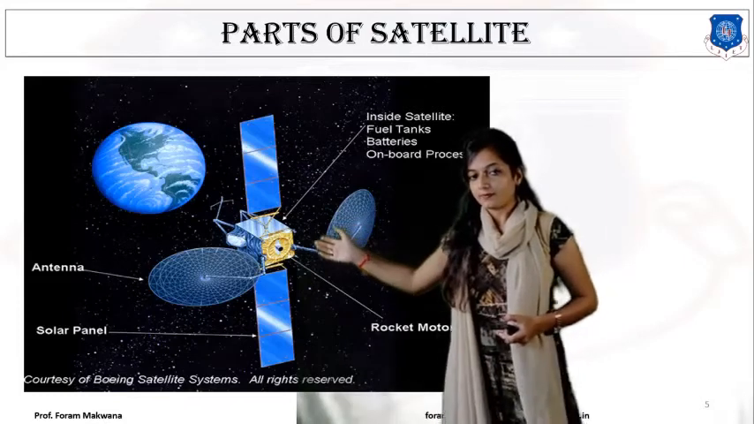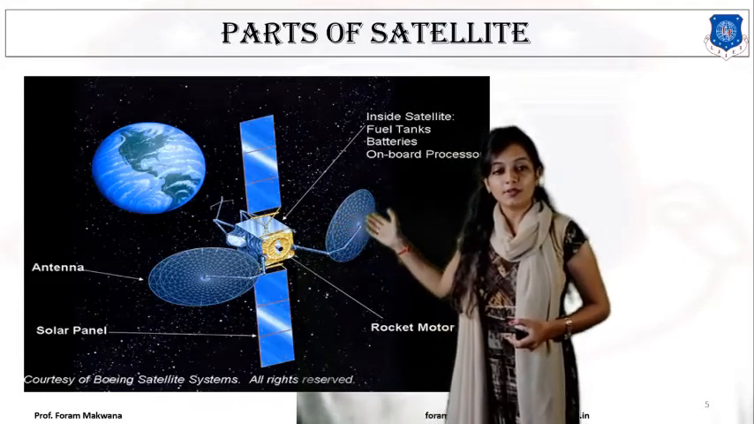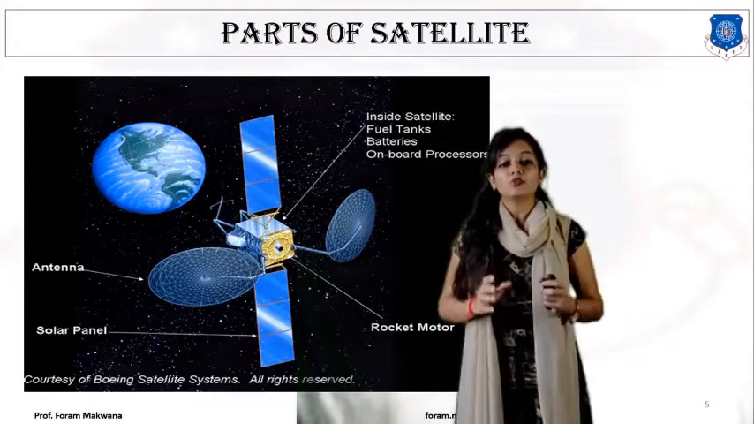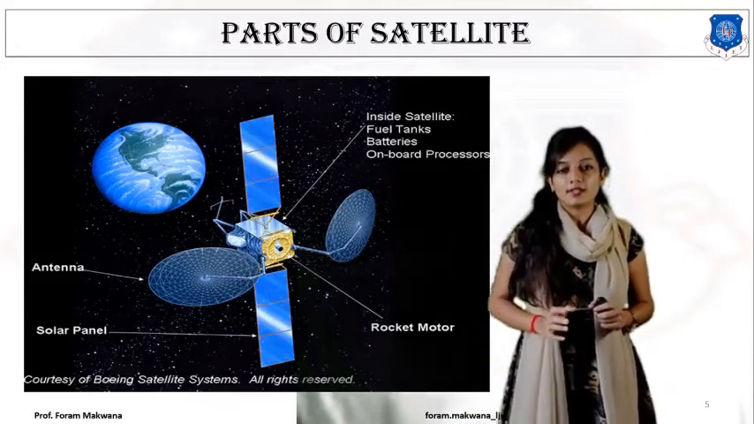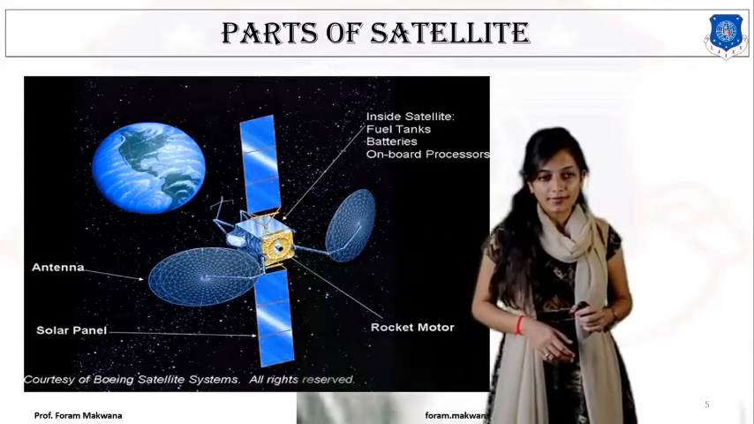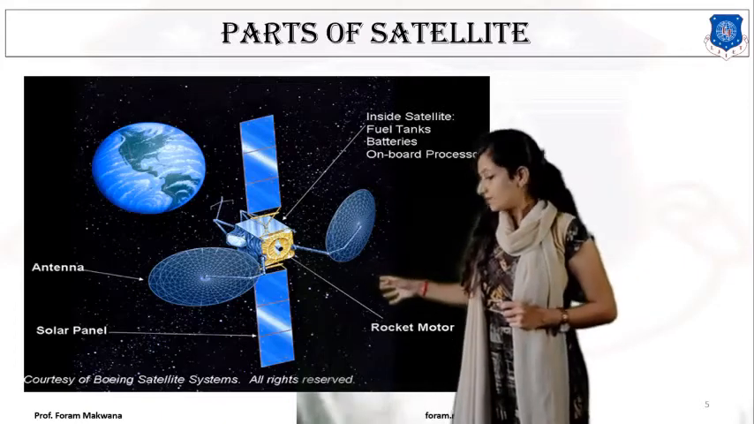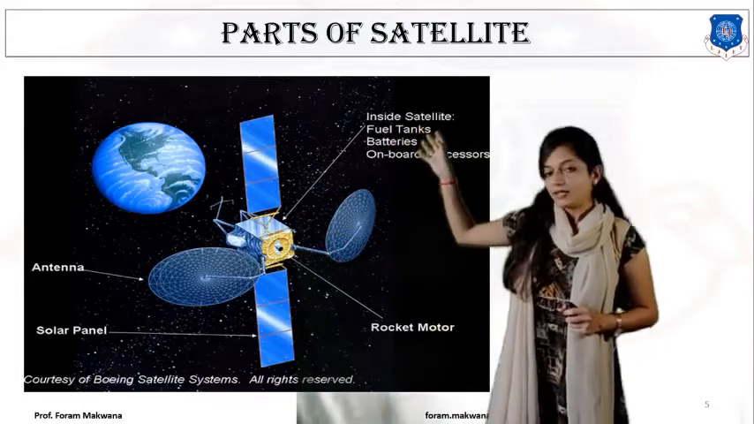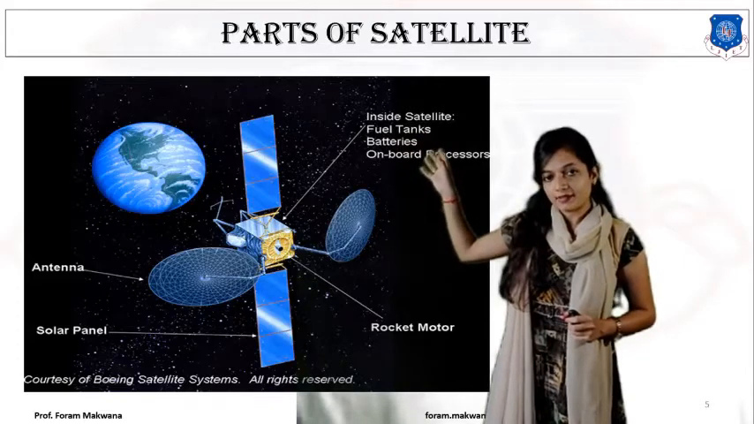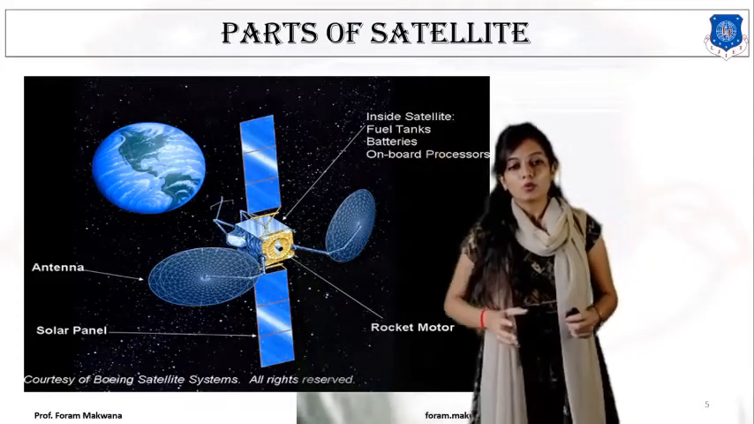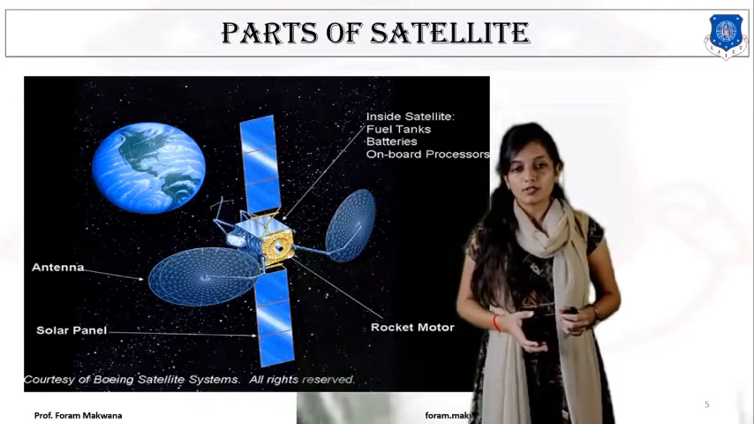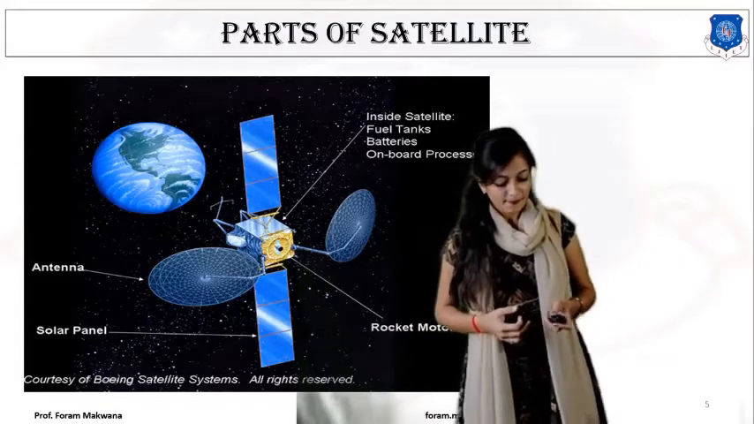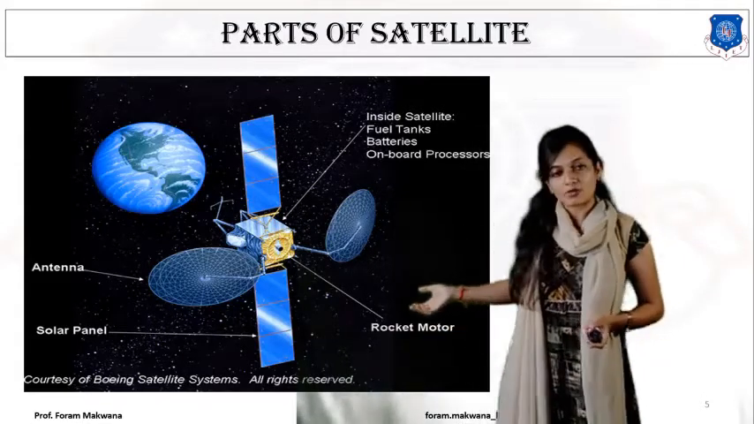These two are the antennas, this one and this one. These two antennas are used for transmitting and receiving a signal to the Earth station. Alright? And inside this box, what will be there? Inside this satellite, it includes fuel tanks, batteries and an onboard processor, which is used to process a signal which was received from the Earth station. Okay? So these are the different parts of a satellite.